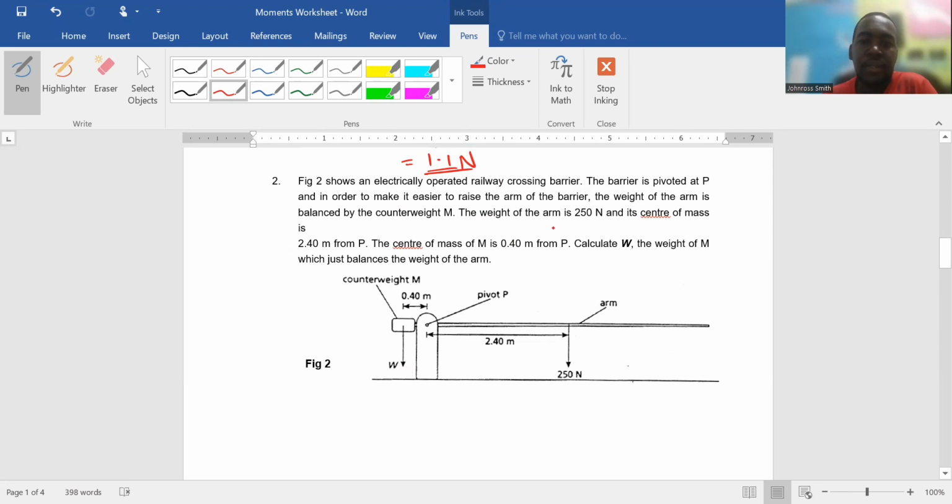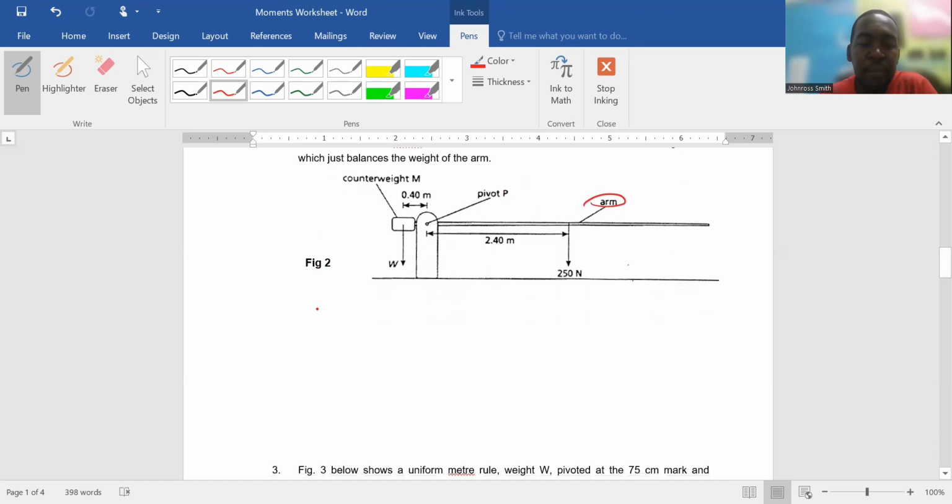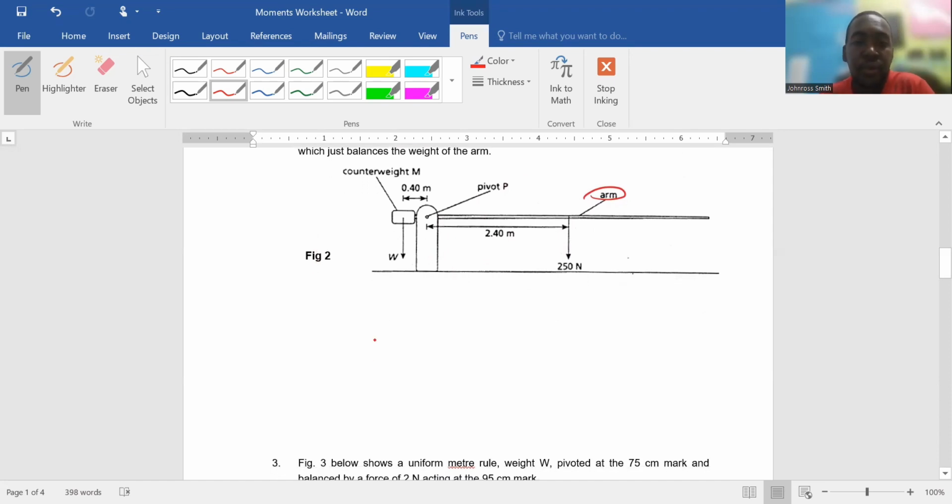So here it says the weight of the arm, which is right here, is 250 newtons, and its center of mass is 2.4 meters from P, which is your pivot point. The mass of M is 0.40 meters from the pivot point. Calculate W, which is the weight of the counterweight. All right. So in this case, we want to find the weight of the counterweight. We don't know its mass.